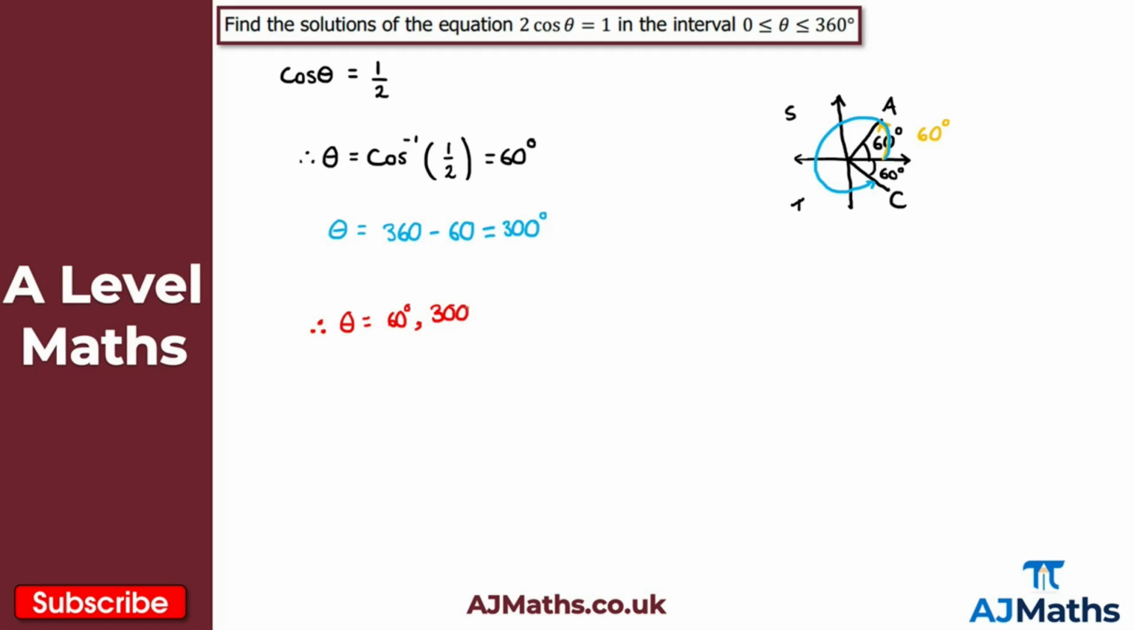And 300 degrees there. And we don't need to worry about, you know, cosine being periodic every 360 degrees. If I add 360 to either of these solutions, we'd fall outside the range of valid solutions. Okay, so there we have it. So that's the solution there to question 2.